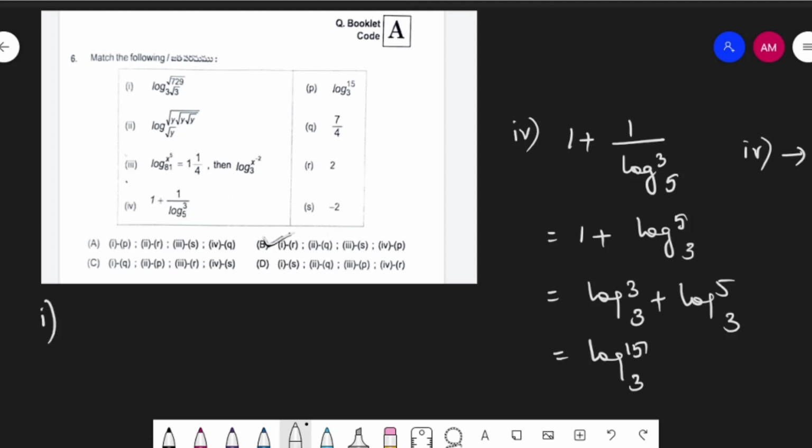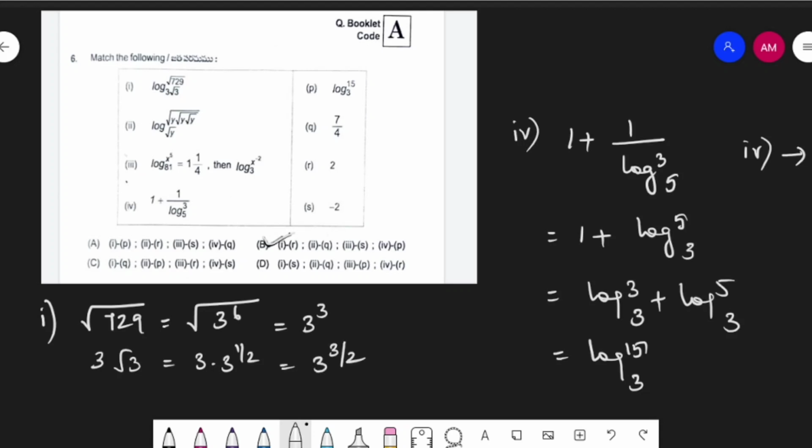Log root 729 to the base 3 root 3. How can we write root 729? Root 729 is nothing but the square root of 3 power 6, that is equal to 3 cube. What is 3 root 3? 3 into 3 power 1 by 2, that is equal to 3 power 3 by 2.